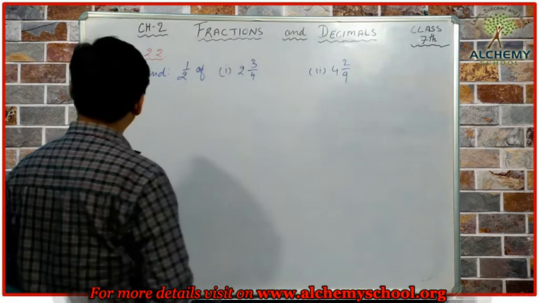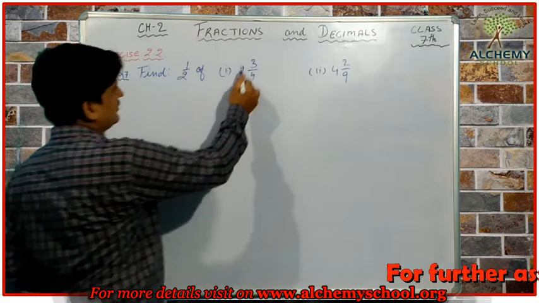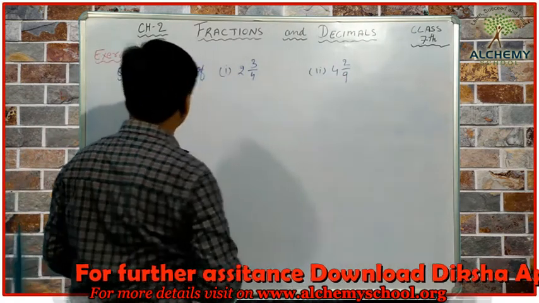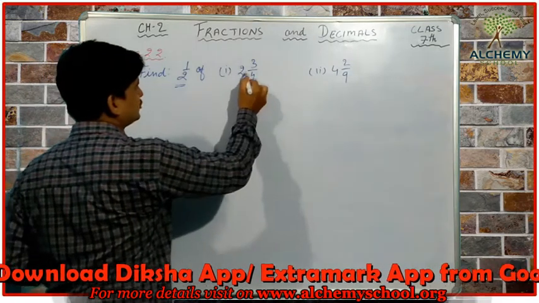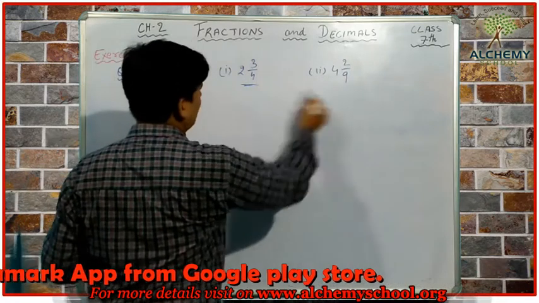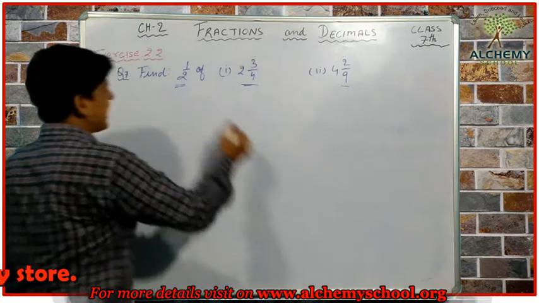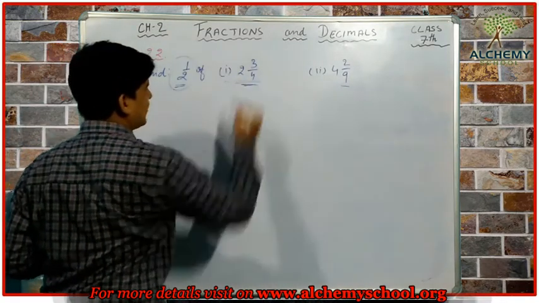In question number 7, it is asking to find 1 upon 2 of 2 and 3 upon 4, and 4 and 2 upon 9. We have to find the 1 upon 2 part of 2 and 3 upon 4, and we have to find 1 upon 2 of 4 and 2 upon 9. Okay. So, let's see how we can find 1 upon 2 of 2 and 3 upon 4.